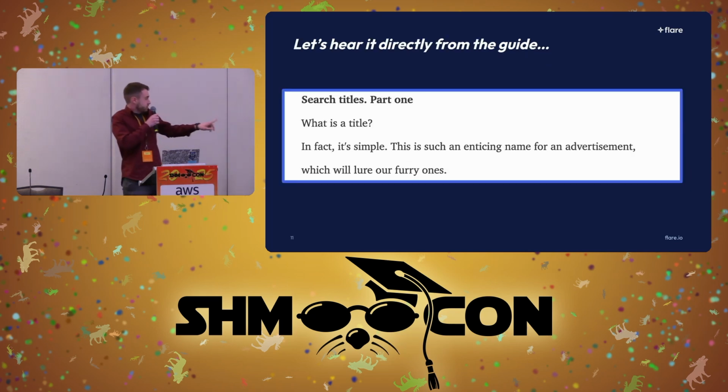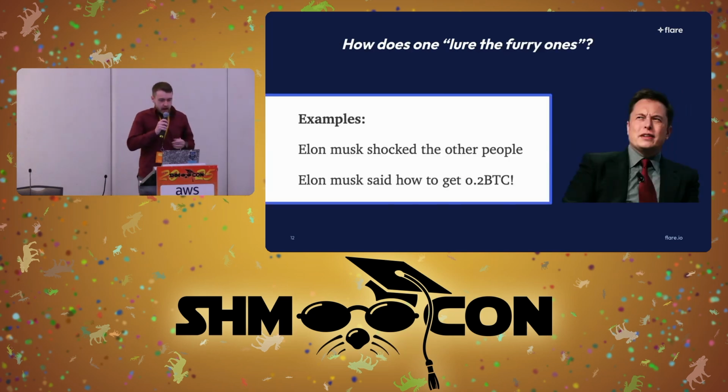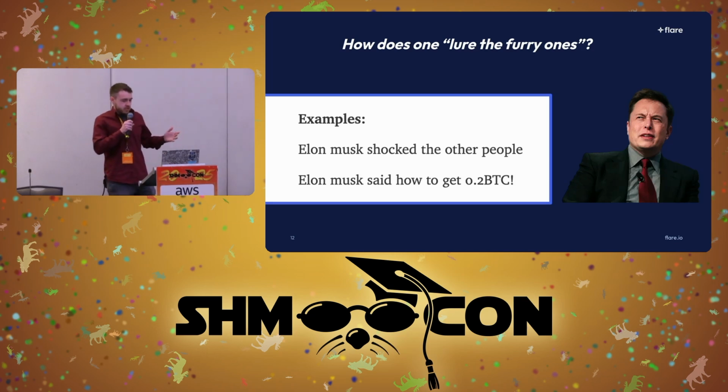So, this is directly from the guide. This guide we're pretty sure was translated out of Russian into English. What is a title? So this is the threat actor telling people how to title your YouTube video. It's simple. This is an enticing name for an advertisement. We'll lure the furry ones, and the furry ones in this case are the victims, and we don't know why they're the furry ones, but they're the furry ones. How do you do a title to lure the furry ones? Elon Musk shocked the people. Elon Musk said, how to get 0.2 Bitcoin.